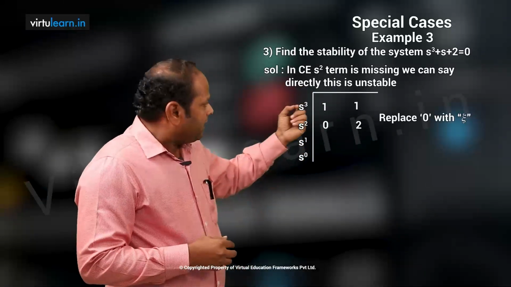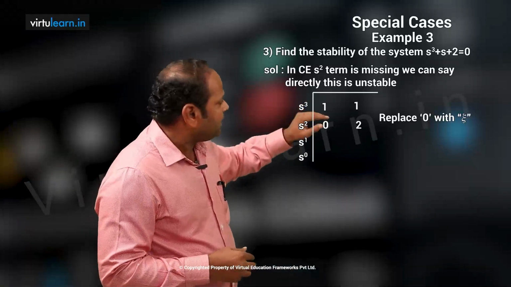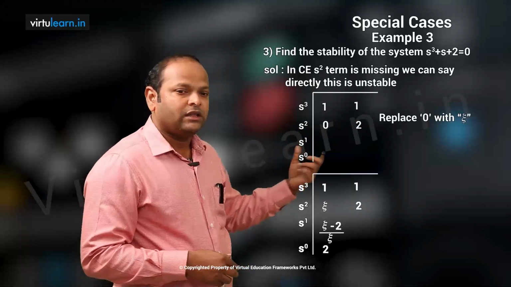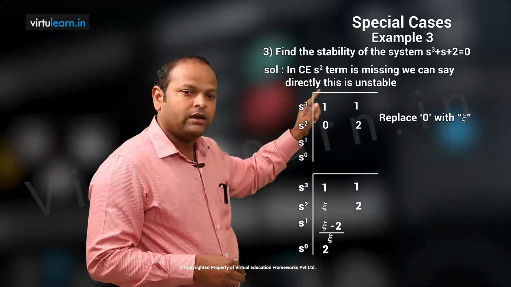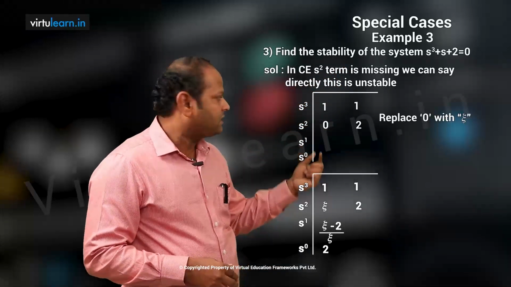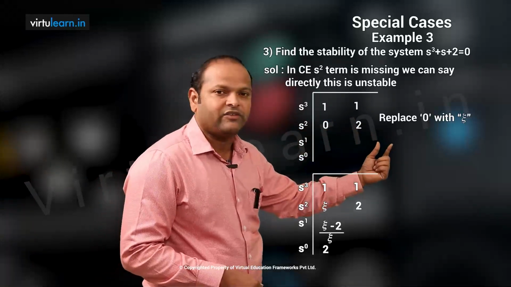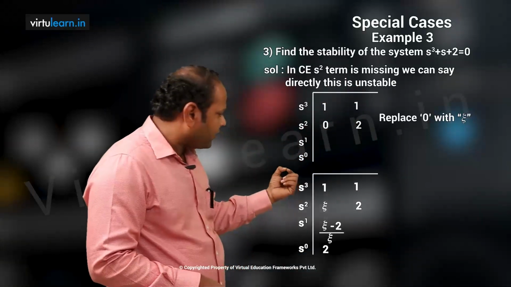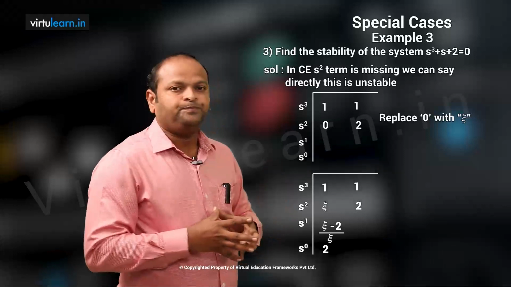Next, what will be the s square row now? The s square elements are epsilon and 2. Then for the s power 1 elements, we can calculate epsilon into 1 minus 2 into 1 divided by epsilon. That means epsilon minus 2 divided by epsilon. The next element is anyway 0. What is s power 0? The 2 is directly carried forward here. The s power 0 element is 2.